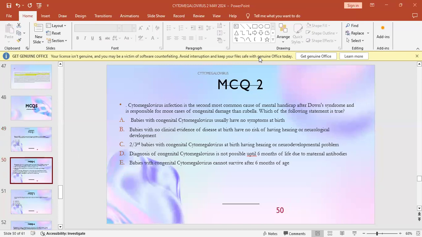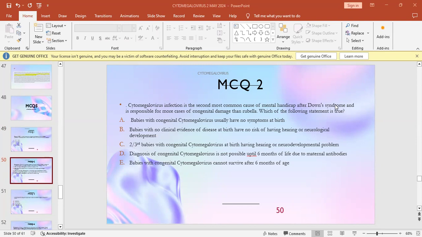Second MCQ: Cytomegalovirus infection is the second most common cause of maternal handicap after Down syndrome and is responsible for more cases of congenital damage than rubella. Which of the following statements is true? A option is babies with congenital cytomegalovirus usually have no symptoms at birth. B, babies with no clinical evidence of disease at birth have no risk of hearing or neurological development problems. C option is two-thirds of the babies with congenital cytomegalovirus at birth having hearing or neurodevelopmental problems.